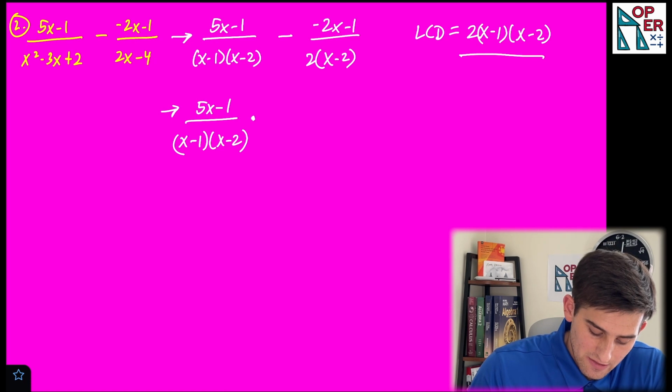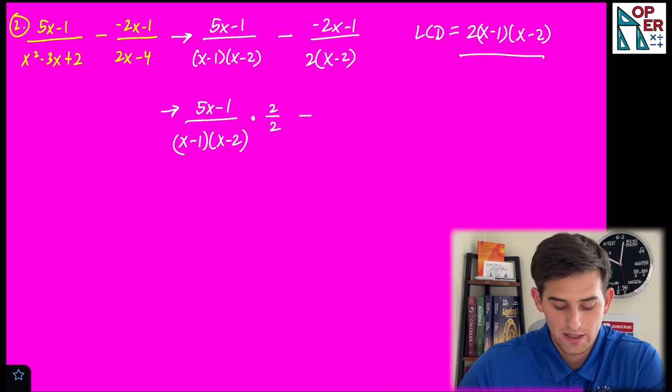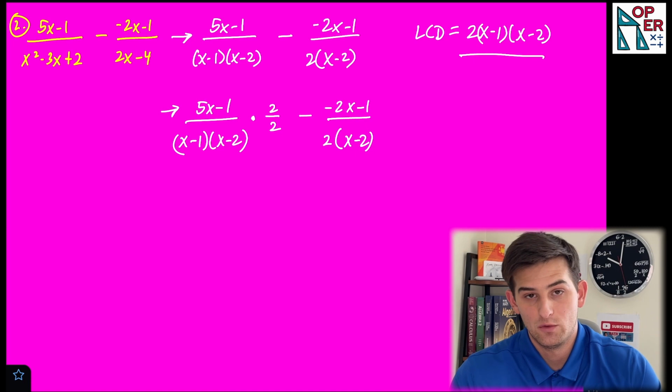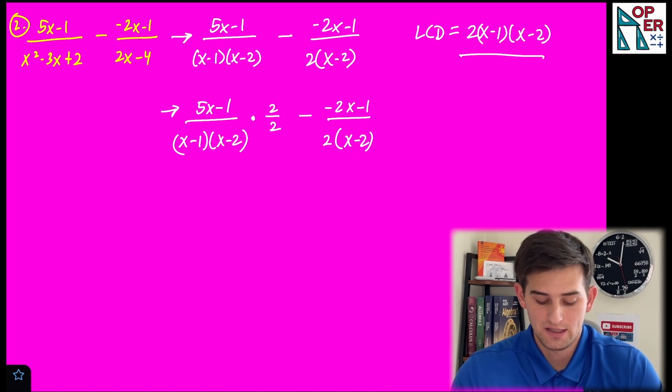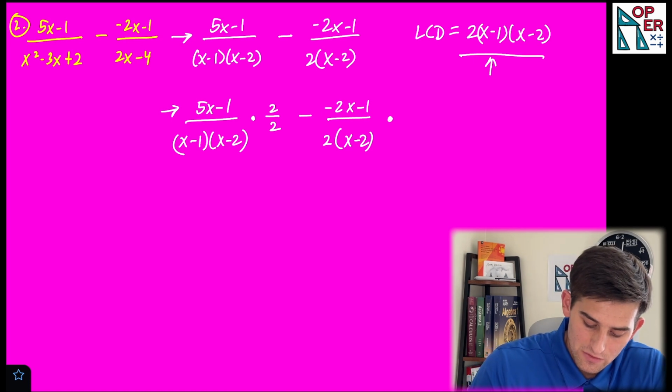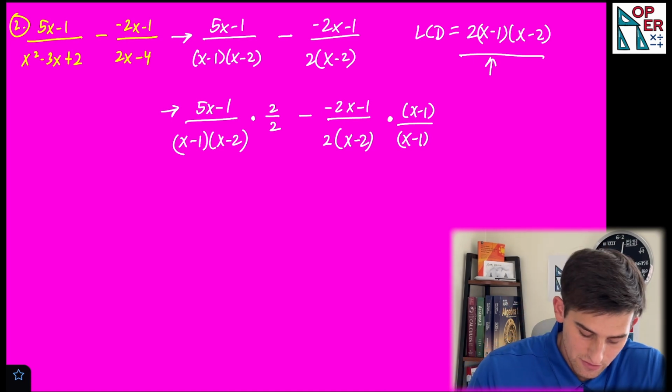So we're going to multiply this fraction by 2 over 2, and now we're going to go ahead and write our next fraction. So 2x minus 1 over 2 times x minus 2. Now, what factor from the denominator are we missing in this fraction? That would be the x minus 1. So we're going to multiply this one by x minus 1 over x minus 1. So now we're going to do the multiplication.